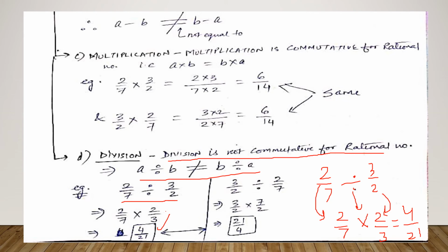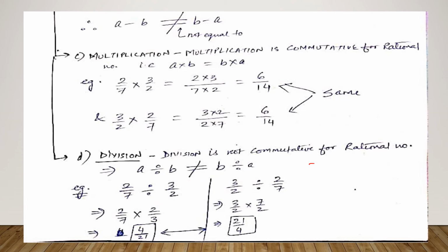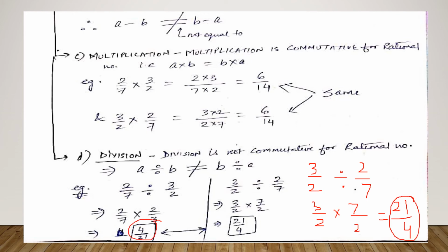Now we will check by reversing the order. So we will place this in the first place, this in the second place. 3 by 2 divided by 2 upon 7. It becomes 3 by 2 multiplied with 7 upon 2. 3 7s are 21, 2 2s are 4. So you can see the answer obtained in this case and the answer obtained in the earlier case are different. Okay. That is why division is not commutative.